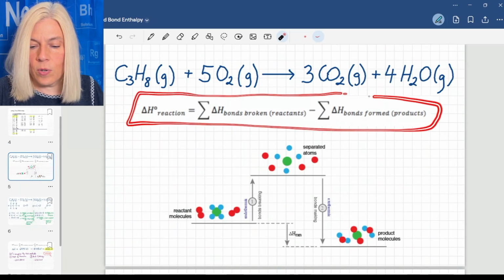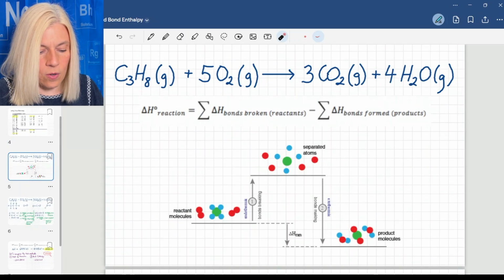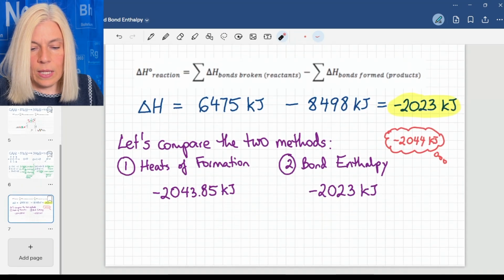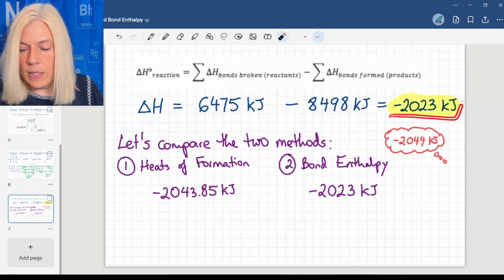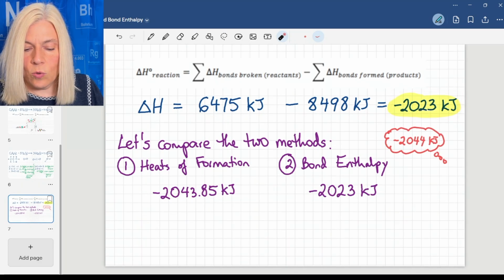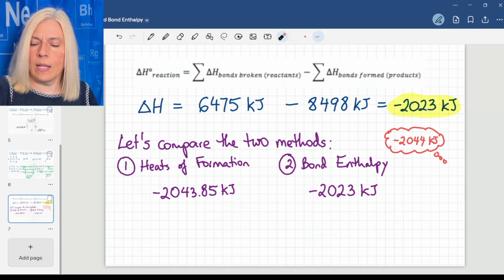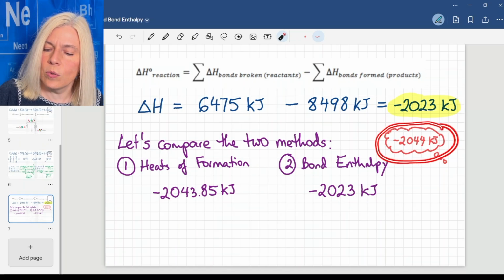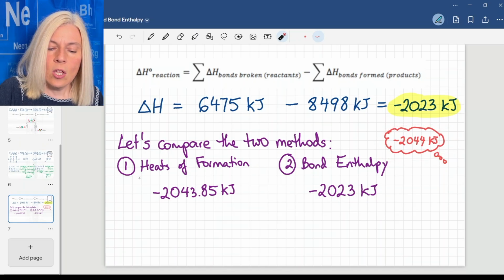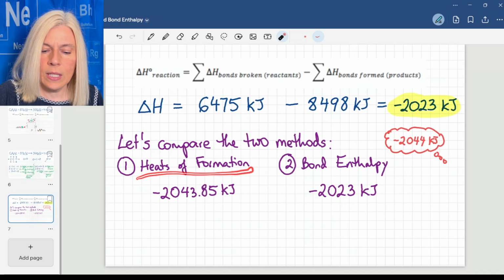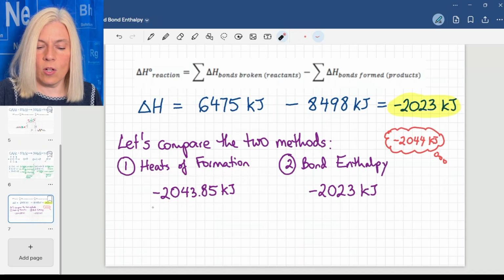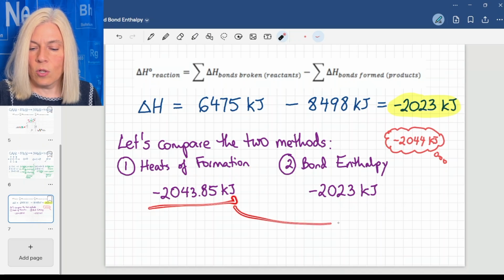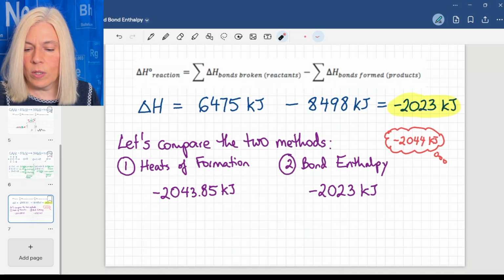So I look back at my overall equation. Here it is, bonds broken minus bonds formed. I write this down. Here is my bonds broken minus bonds formed, and that means negative. I get released negative 2,023 kilojoules. All right, now remember, this is the number we were shooting for. Let's compare the 2 methods. So using heats of formation, we got this number, 2,043.85 kilojoules, very, very close to what, if you Google it, it is.